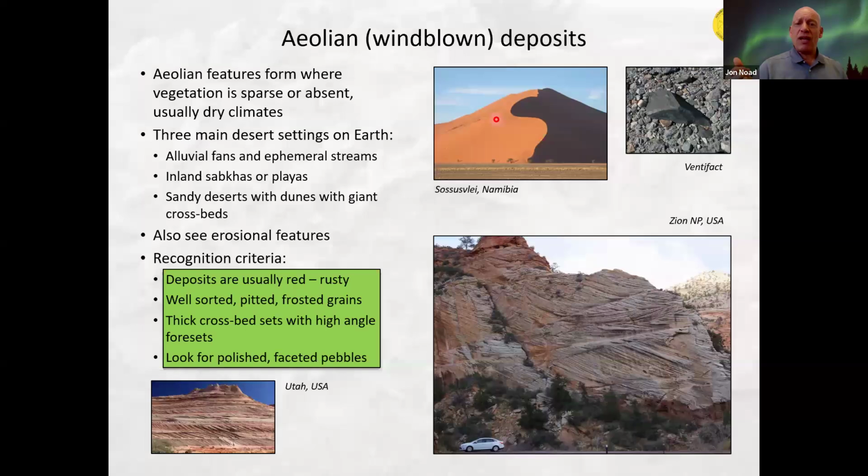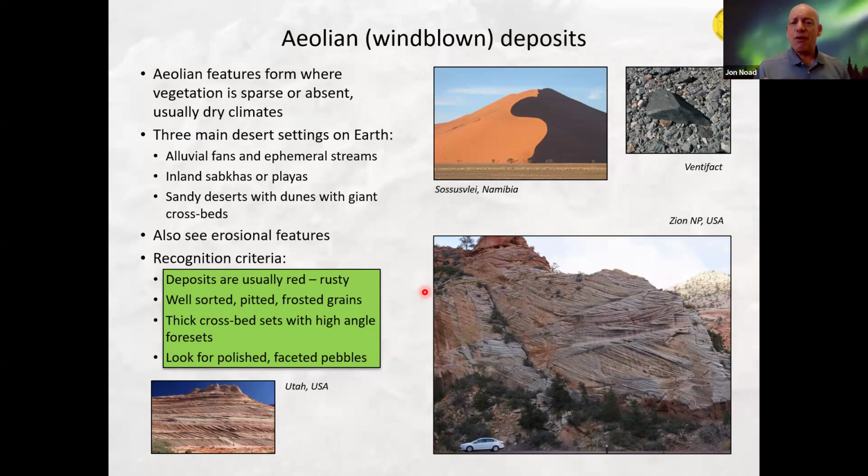So what do they look like when you get inside? Well, when you get inside, you can see that they're composed of these giant stacks of crossbeds here. And the biggest crossbeds in the world are found in aeolian wind-blown dunes. So there are three main desert settings on Earth: alluvial fans, which we've already talked about, sabkhas and playas, which is the lakes that occur in between these giant dunes, and then the sandy deserts with the giant dunes themselves.